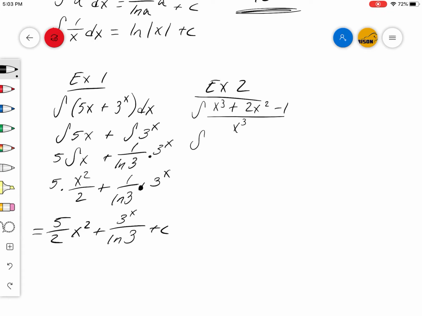is before everything gets its own integral, I'm just going to give everything its own base. So x cubed is getting its own x cubed. 2x squared is going to get its own x cubed. And 1 is going to get its own x cubed. And I'm going to start reducing the powers. I'm also going to do that as I give them all their own integral.